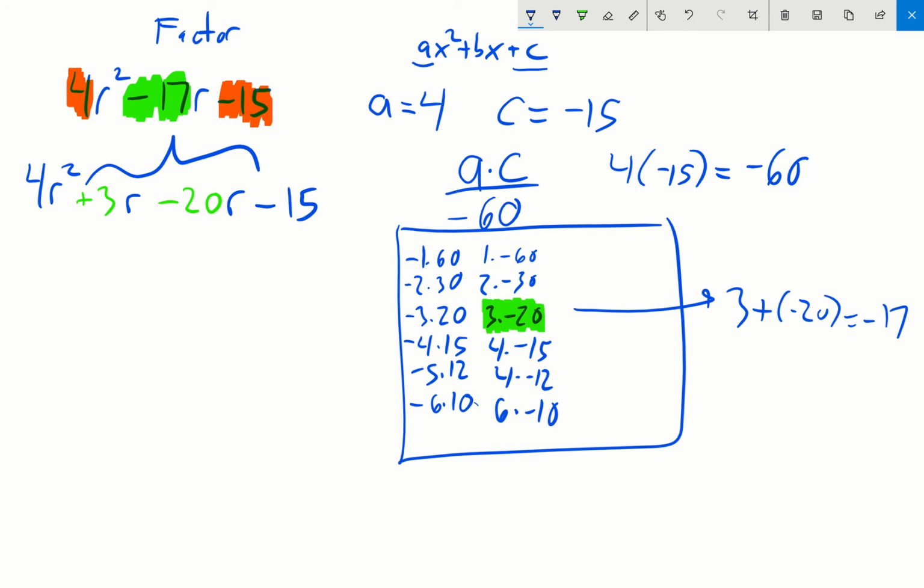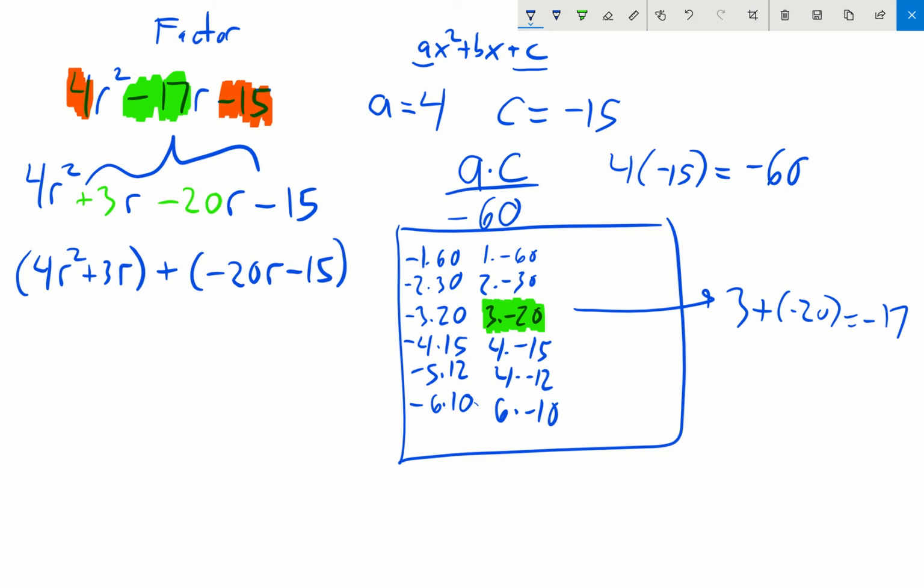However, the benefit of splitting it up is that it now gives us, if we count them out, 1, 2, 3, 4 terms. And one of the first methods of factoring we learned when we have 4 terms is factor by grouping. So that's how we finish the AC method. We group the first 2 terms together, 4r squared plus 3r, plus the negative 20r grouped with the negative 15.